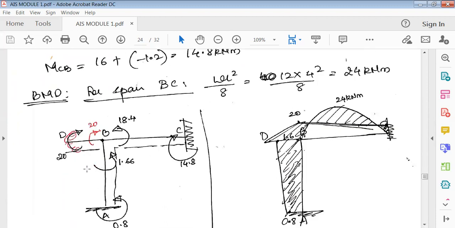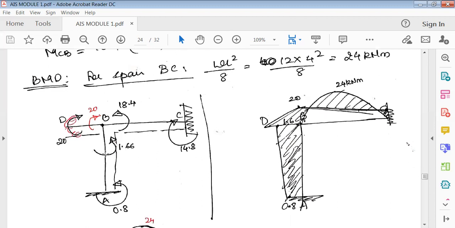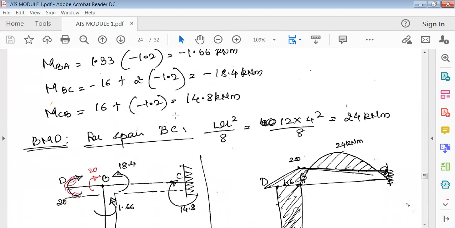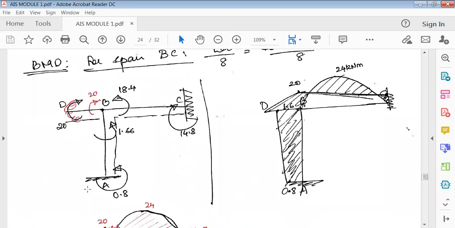Then span BC, there is a UDL. So it is WL square by 8, so W into L square divided by 8. So it's 24 kilonewton meter. Now the first thing is, let us mark this. First, MAB is minus. Minus means show it like this, anti-clockwise. So it is anti-clockwise at A.